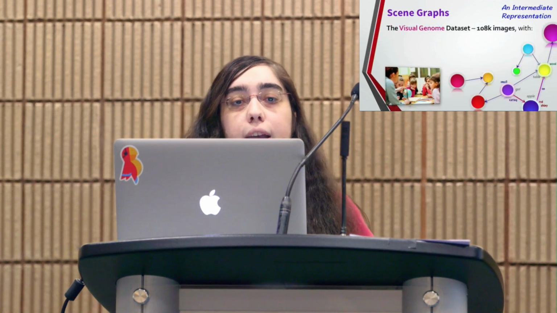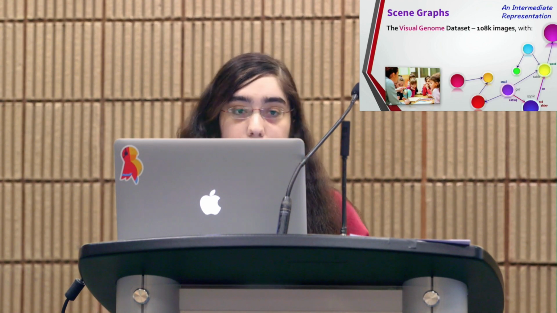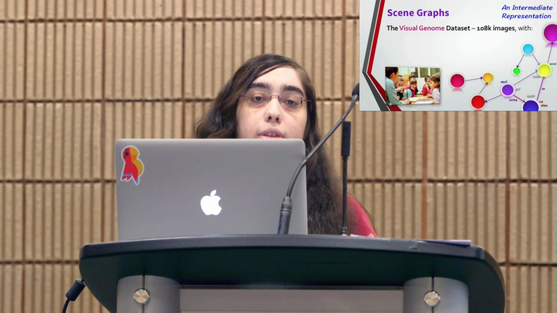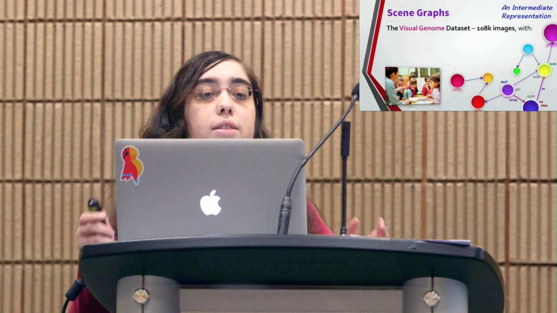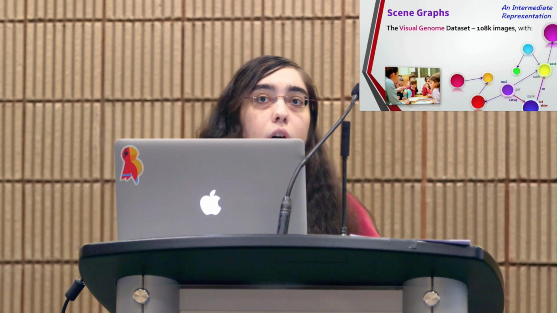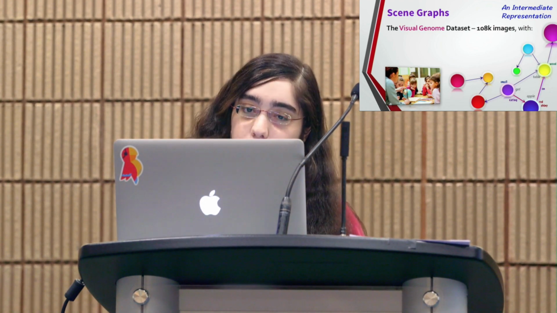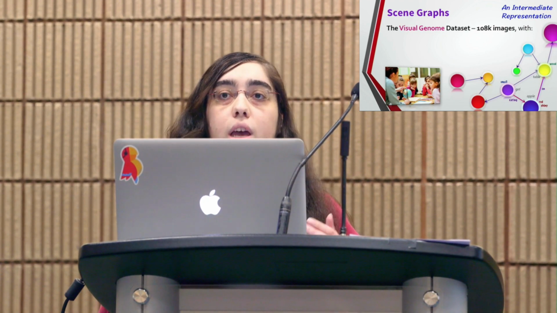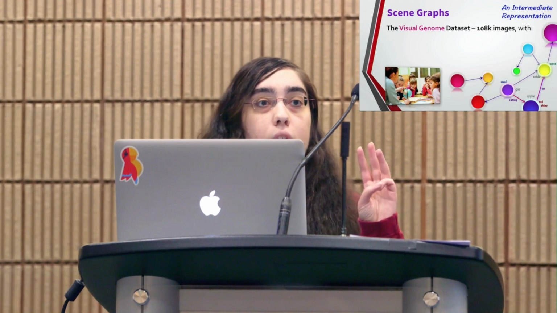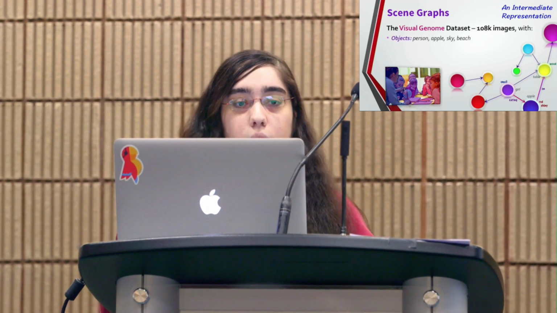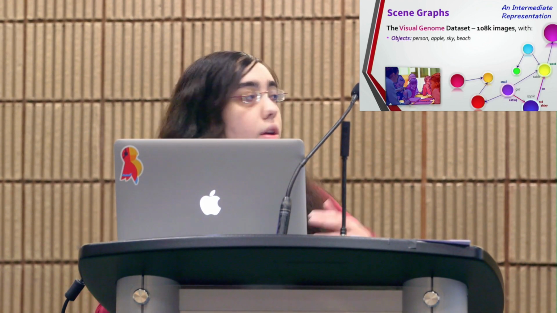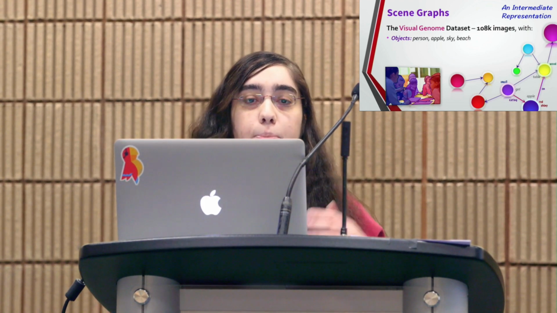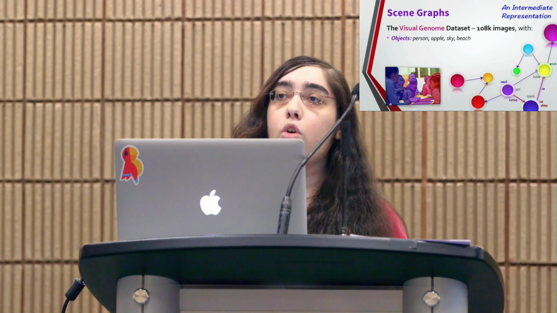All right, so let's define what exactly a scene graph is. The main resource for scene graphs is called Visual Genome. That's a data set from a couple of years ago. It has 100,000 images that all come with annotation of structural representation of the knowledge in them in the form of a graph that has three main components. First, it has objects. Any visual entity in the image. This can be person, apple, sky, or beach.